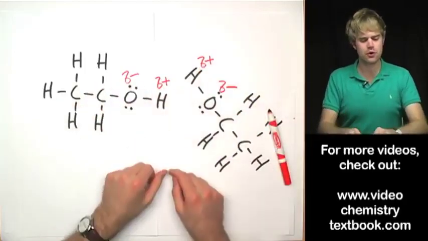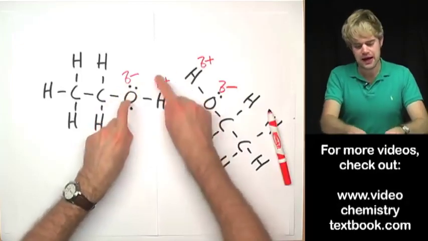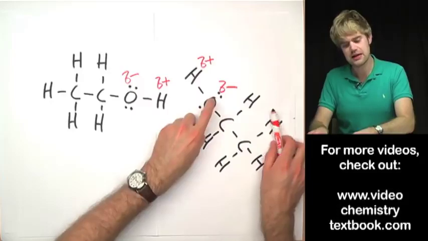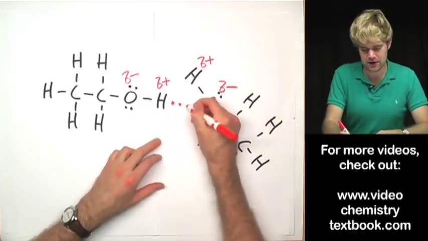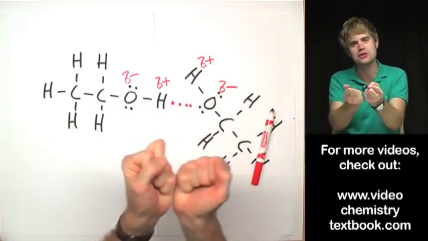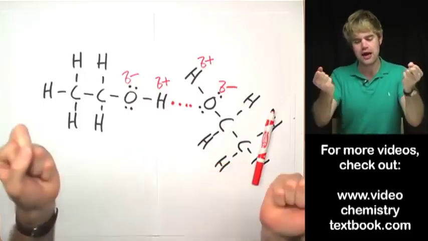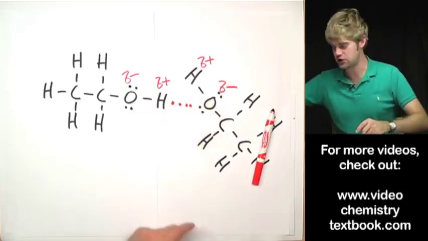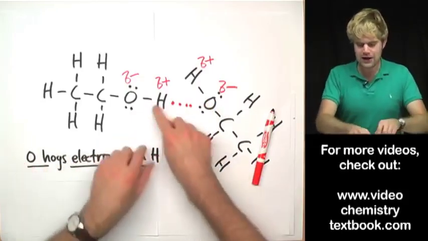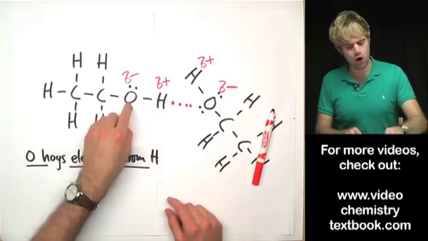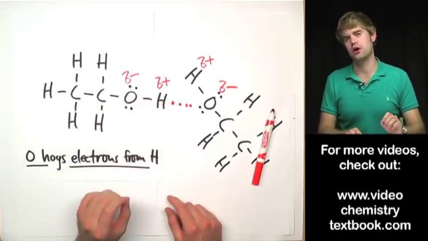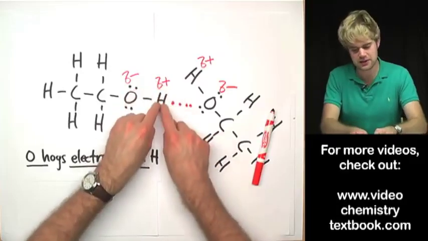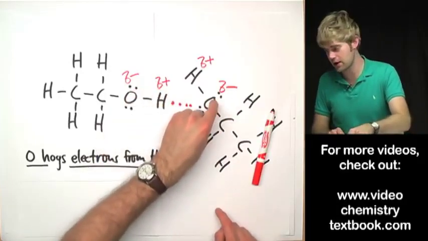So now you can see what's going on here is that the positive hydrogen here is going to be attracted to the negative oxygen here. So this attraction, it's sort of like magnets. You know how magnets attract together? It's like this attractive force between the positive hydrogen and the negative oxygen. So we can say that the hydrogen bonds are formed because O is hogging electrons from H. It's making O a little bit negative, it makes H a little bit positive, so this positive H is going to be attracted to a negative O on another molecule.